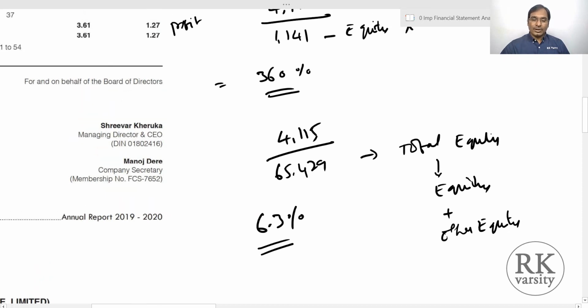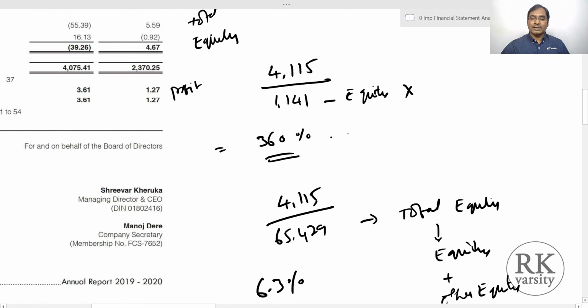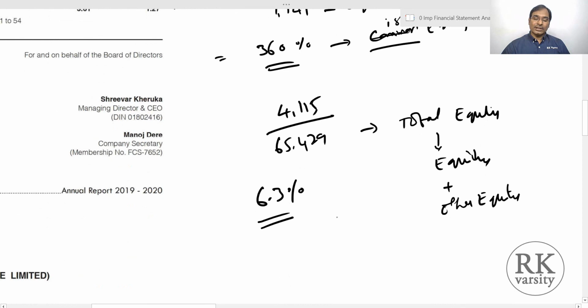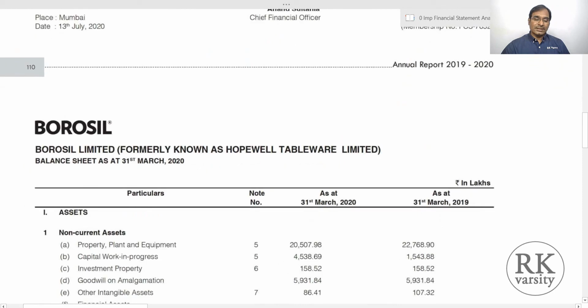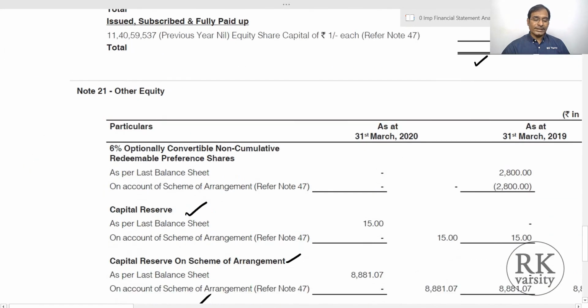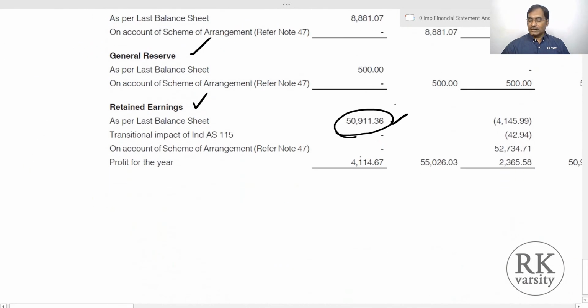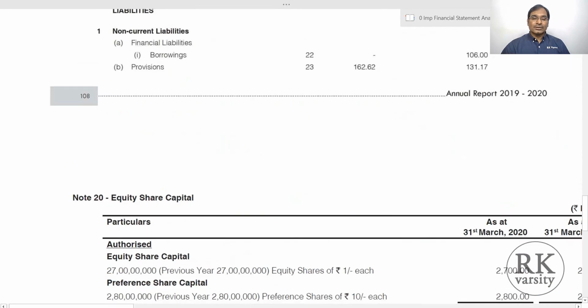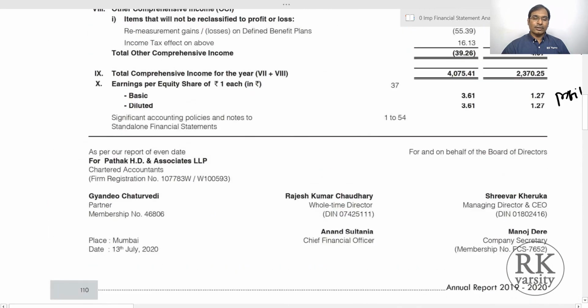So if you observe this, we can say that for the return on common equity, or simply issued equity, it has a 360% return, but the return on total equity is 6.3%. And a large portion of this total equity is from other equity, which is general reserve or retained earnings. So 50,911.36 lakhs are the retained earnings for this company. So this is how you need to calculate return on total equity.